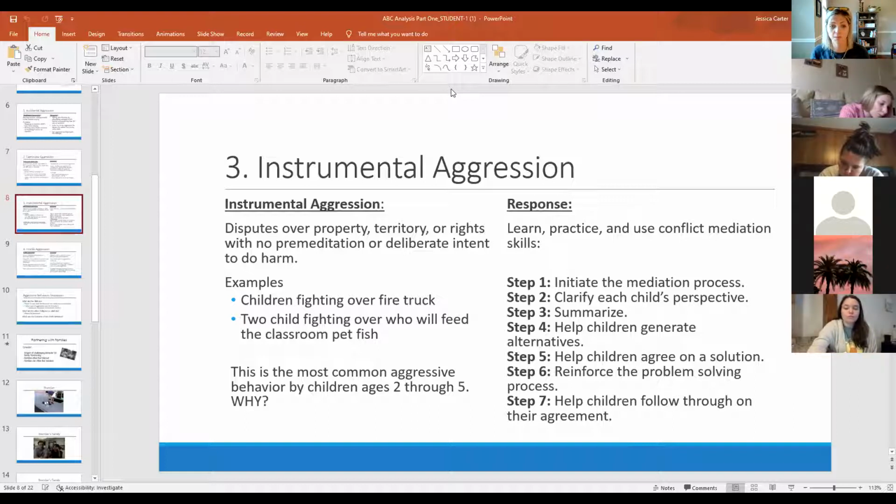But the main thing is we want them to come up with solutions to this problem so that we can help reinforce the problem-solving process. And then we don't just walk away and leave them to figure it out on their own. If we say, you're going to get a turn in 5 minutes, it's our responsibility to monitor that time or do what we need to do to help them follow through on their agreement, right? Because that's our work. They need our support.